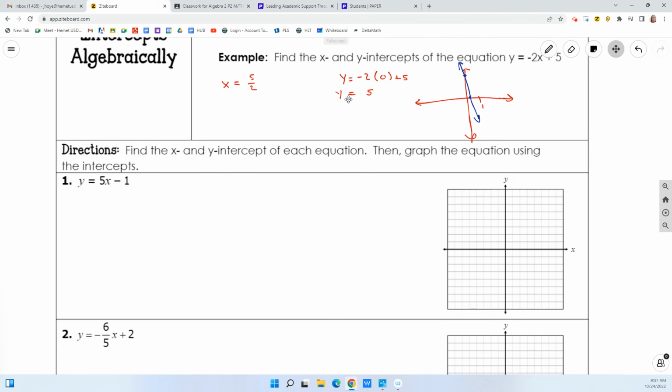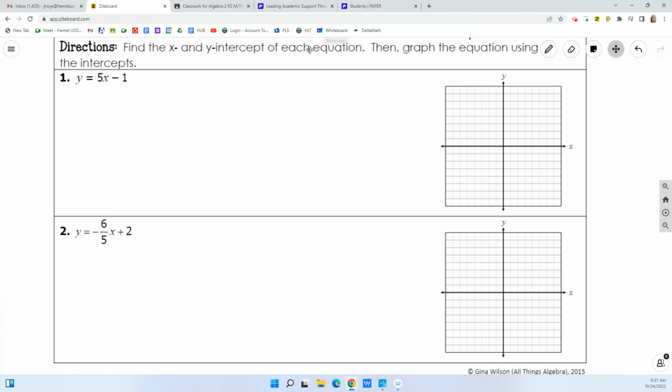So let's look at some of these and graph them. Hopefully we won't get too many fraction answers because they're really hard to graph on these tiny little graphs. But it says find the x and y intercept of each equation and then graph the equation using the intercepts. You will have to do both of those things on Delta Math, right? The first like 7 problems you only have to find the x and y intercepts, and then the next like 5 you have to find them and graph them.